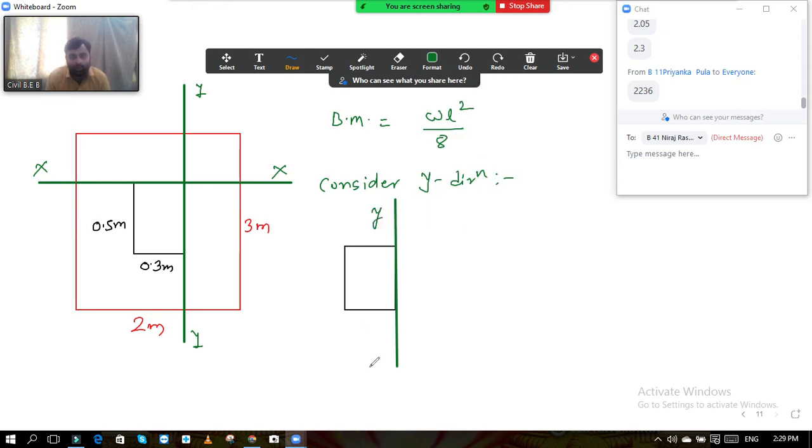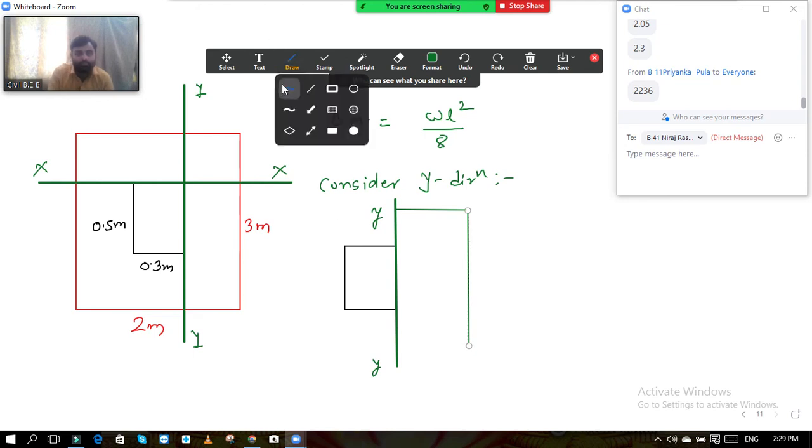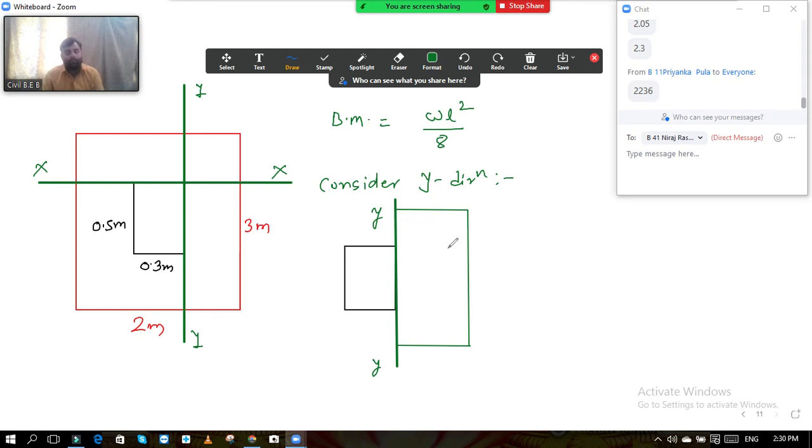Okay, this is your YY axis. Then I will show you the remaining part. This is the strip we have drawn. So this side of the YY axis is all of this. This side we have drawn over here. This is our axis and this is the column.